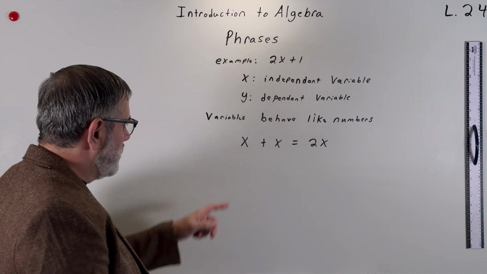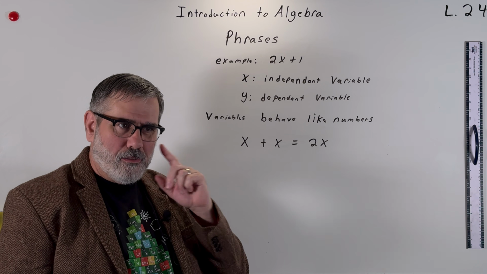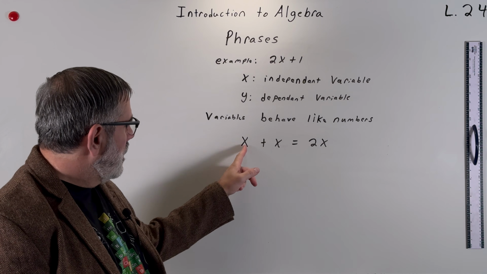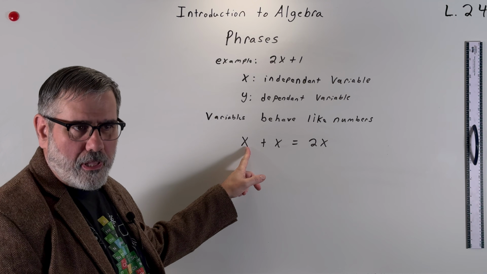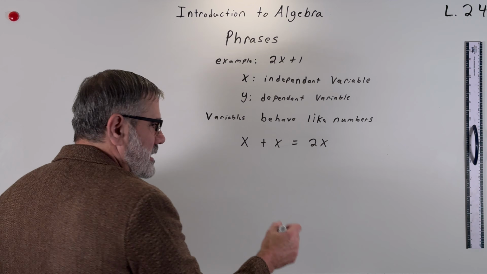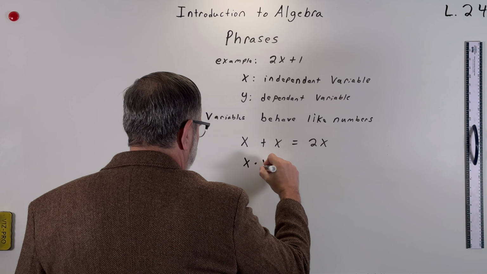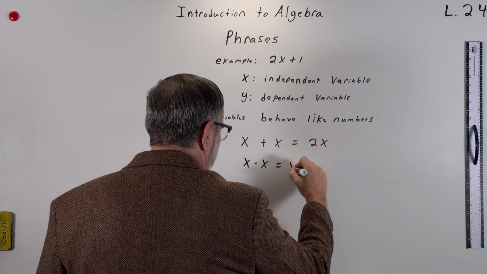Now here, notice that the x looks a lot like our multiplication symbol, doesn't it? So when writing algebraic expressions, we don't use the multiplication symbol that looks like an X to indicate multiplication. Instead, we use a dot or nothing at all. So there are two ways to write x times x. You can write it like this, x dot x, or you can write it like xx.